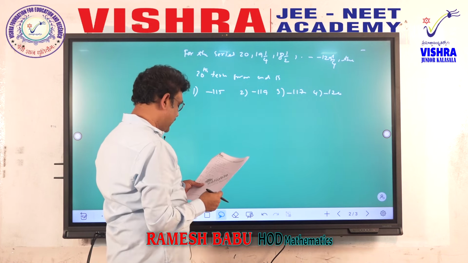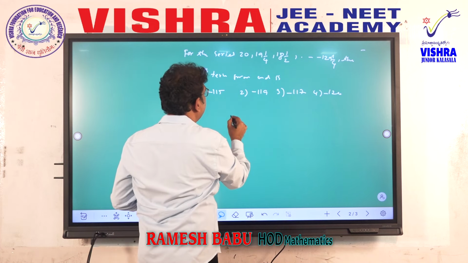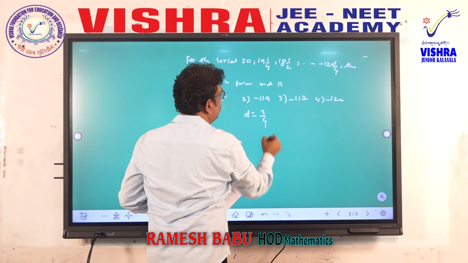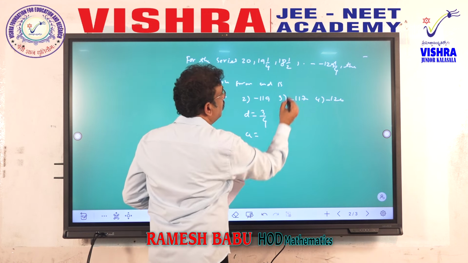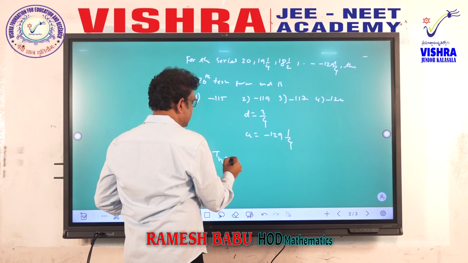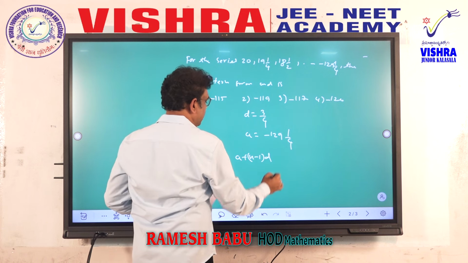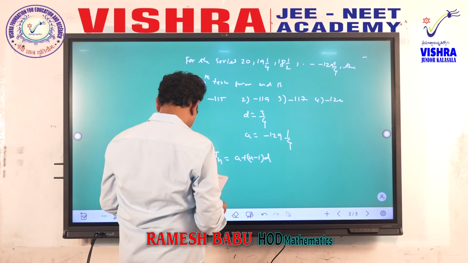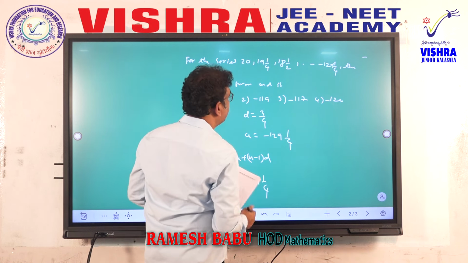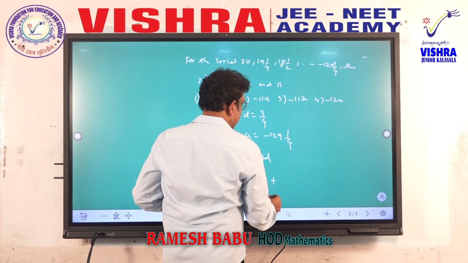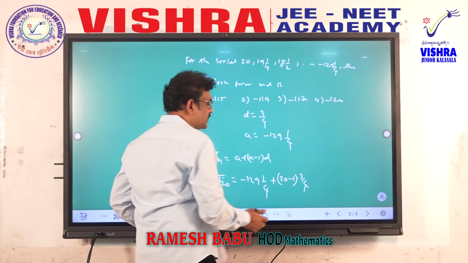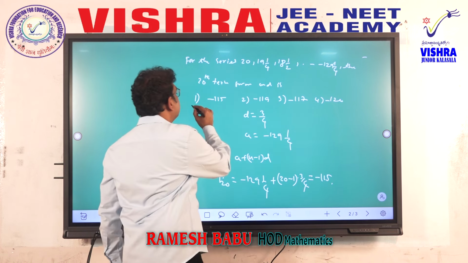So, first we need to find the common difference. The common difference D is equal to T2 minus T1, that is equal to 3 by 4. So, A is equal to minus 129 1 by 4. So, what is T20? Tn is equal to A plus n minus 1 into D. So, T20 is equal to A, that is minus 129 1 by 4, plus 20 minus 1 into D, that is 3 by 4. After simplification we get minus 115, that is the first option.